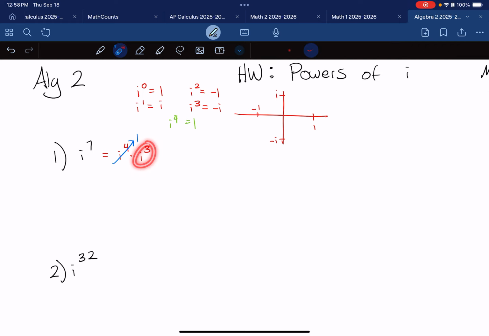1 times i to the power of 3 is simply i to the power of 3, and using our chart up here, it's 1, 2, 3 rotations. It's a negative i for our final answer. That's supposed to be a negative i. Negative i. There we go.